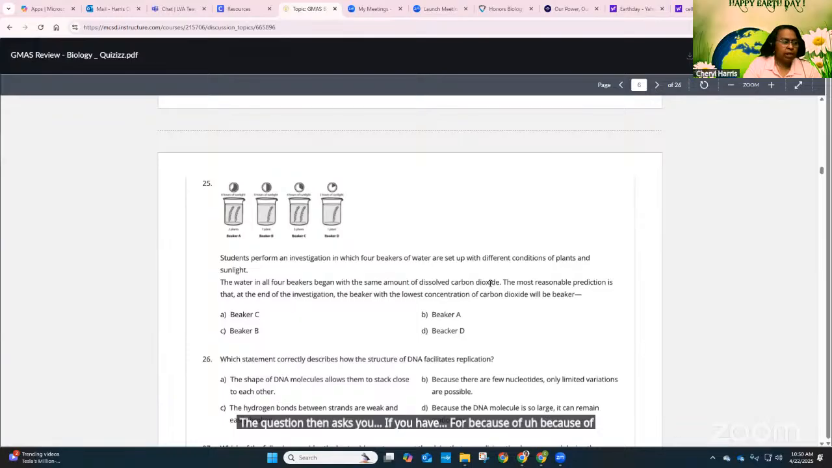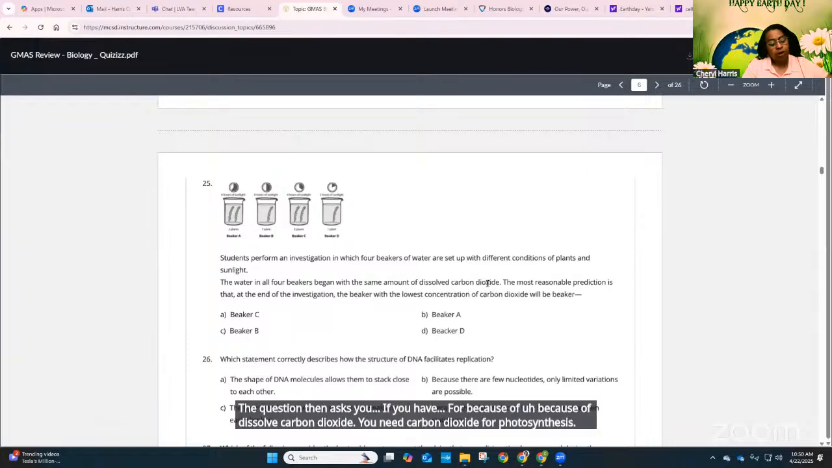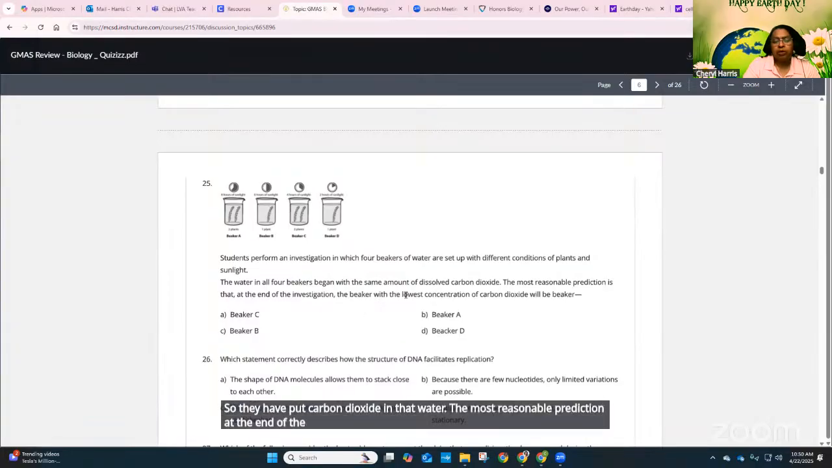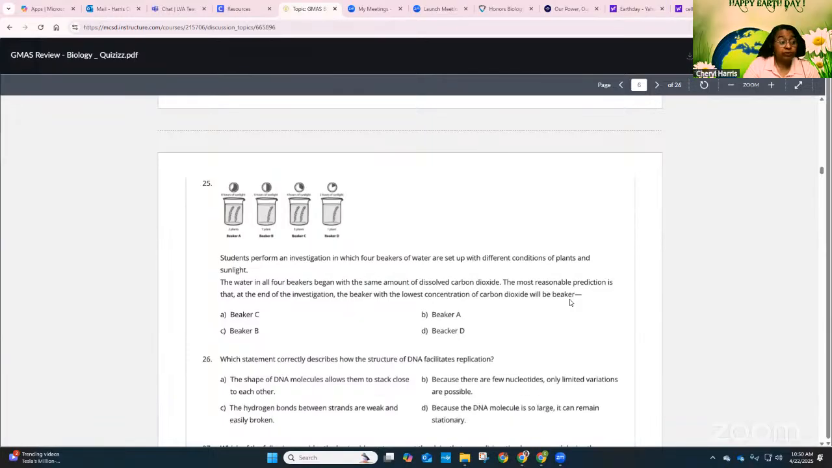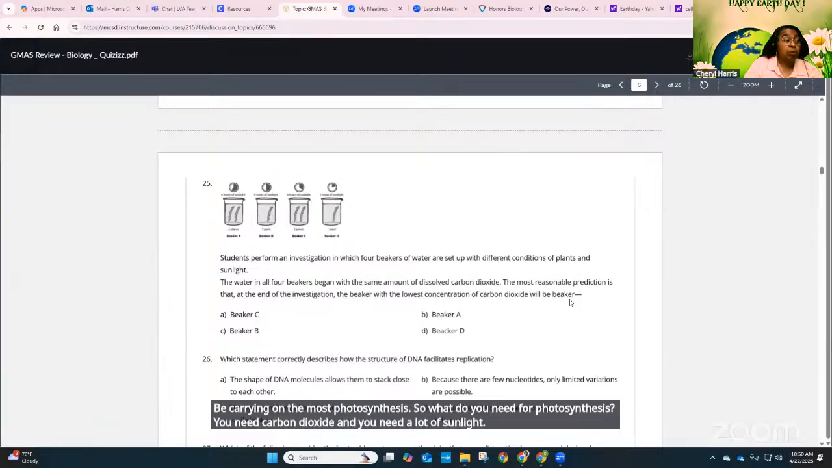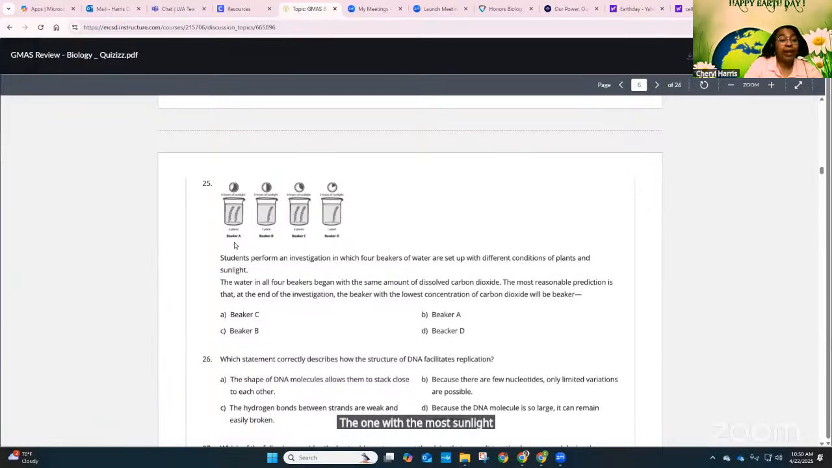dissolved carbon dioxide, you need carbon dioxide for photosynthesis. So they have put carbon dioxide in that water. The most reasonable prediction at the end of the investigation is that the beaker with the lowest concentration of carbon dioxide will be the one that is carrying on the most photosynthesis. So what do you need for photosynthesis? You need carbon dioxide and you need a lot of sunlight. The one with the most sunlight is beaker A.